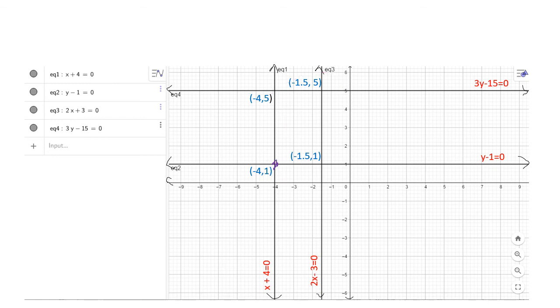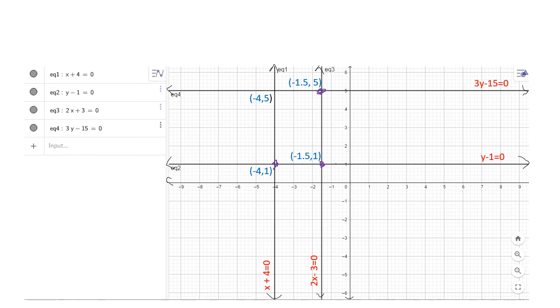Then next, I have this point of intersection here. So I look at what its x coordinate is. Its x coordinate is -1.5, and its y coordinate is 5. So that is what I write down here. And the fourth point is here. So I'll check for the x coordinate: -1.5 and 1. So this is how we write down the points of intersection.